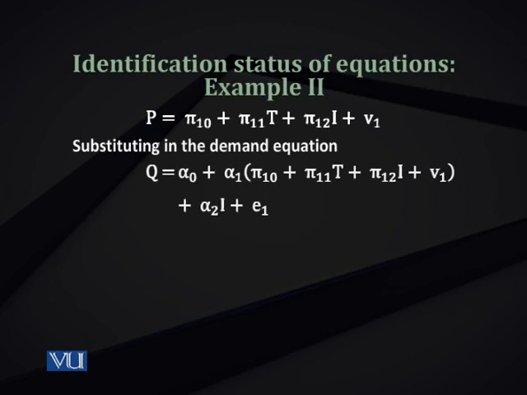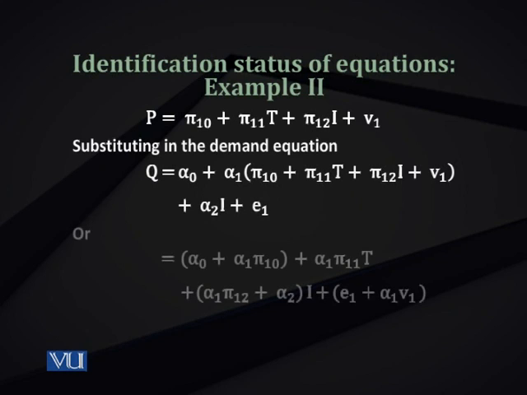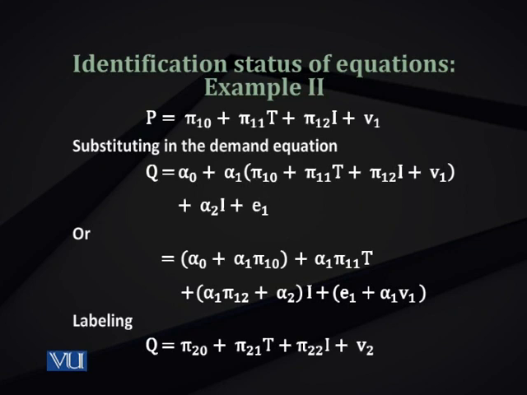If you substitute all this in the quantity demanded expression, you arrive at the second reduced form, the reduced form for quantity. You are seeing here that we have substituted the right hand side expression, which was equivalent to price, into the quantity equation, and we have rearranged the terms and manipulated them algebraically. The first term is alpha naught plus alpha 1 pi 1 naught. We have combined them because neither has a variable in it, so you don't have x1 or x2 or T or I. This is basically your intercept. You will label it as pi 2 naught.